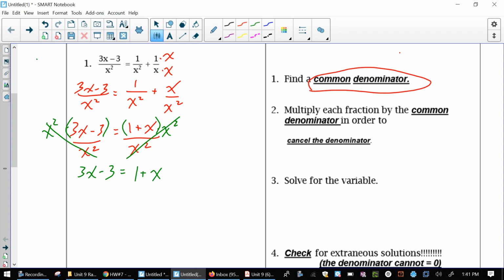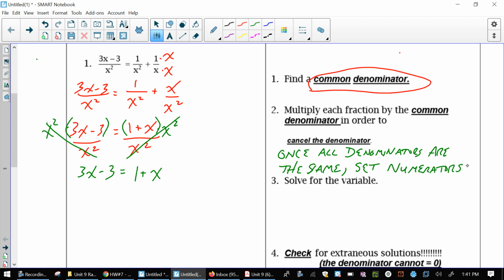Okay, really, all we need to remember is that once all denominators are the same, set numerators equal and solve. That's really all we just did.